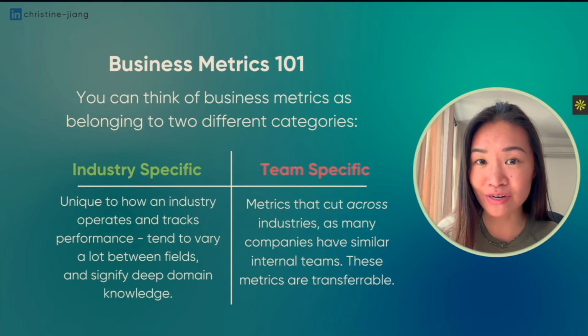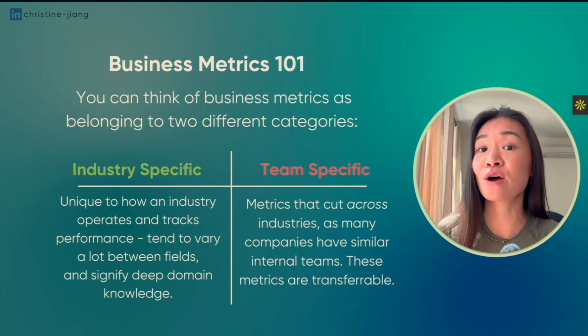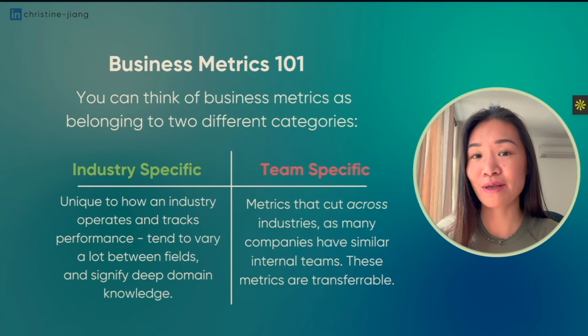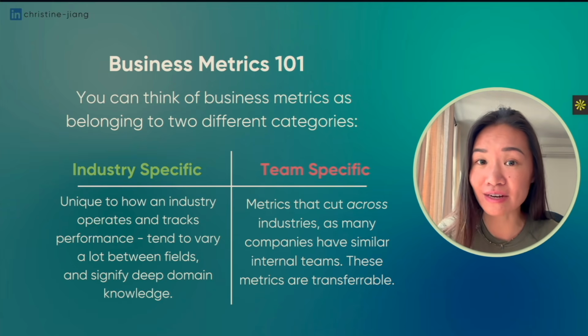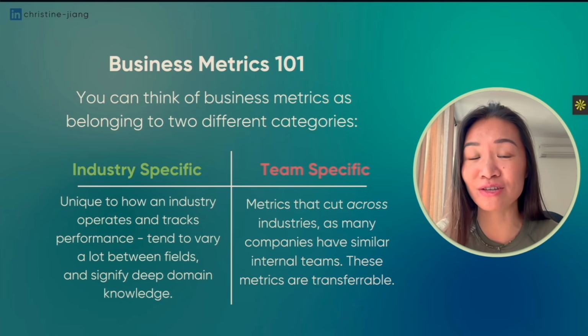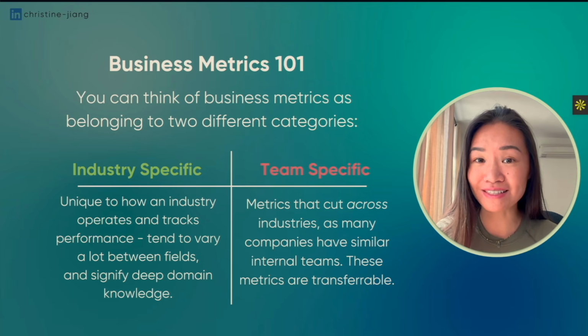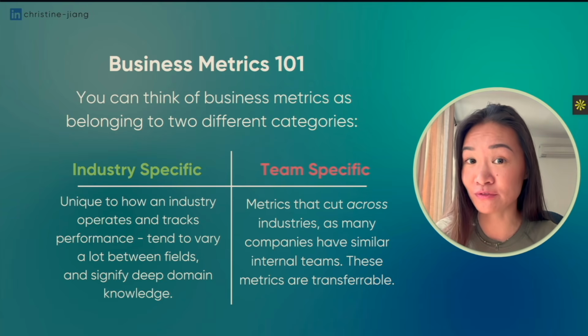The team-specific metrics, however, are values that actually cut across industries, because if you think about it, many companies have similar teams. Every company is going to have some kind of finance function that tracks how much money is going in and out. Every company probably also has a product or a research or an operations team or a marketing team, because every company is trying to spread awareness about their actual product. What this means is that if you can understand team-specific metrics, then you start building some transferable knowledge.